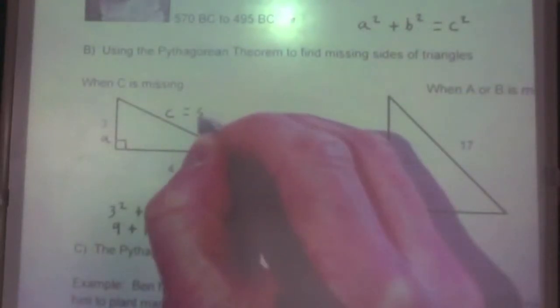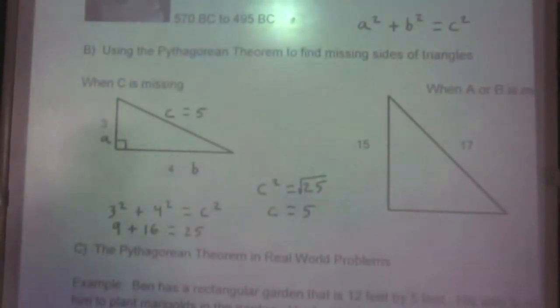And we can label that right here. Okay, so it's not 25, it's 5. We got to find the square root of that. All right, so watch out for those.